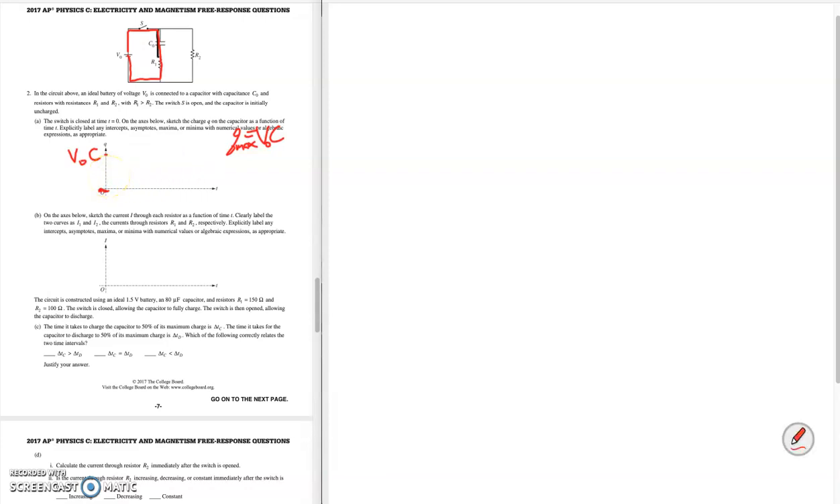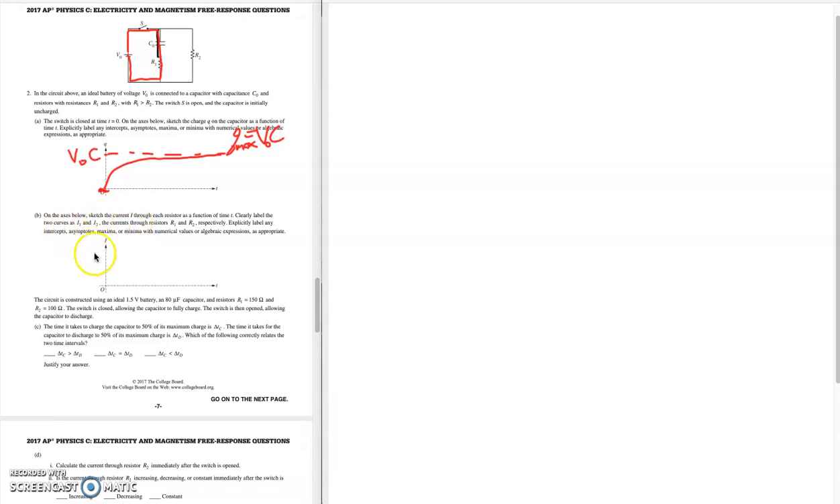Let's try this again. My drawing is not the best with this, so we're going to increase asymptotically. There's no S curve here. This is just an upside down exponential decay.